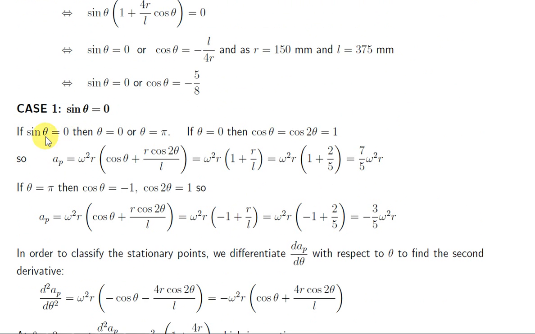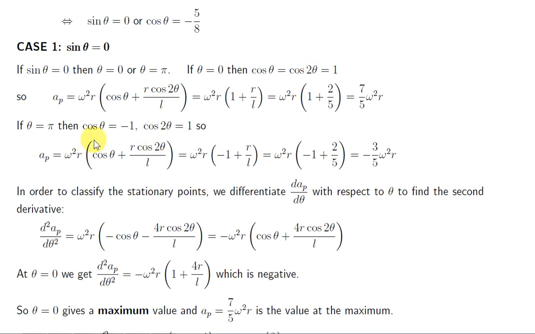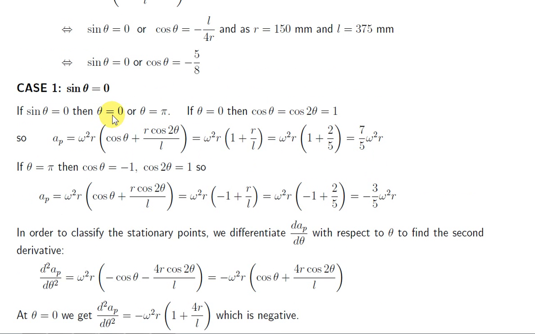sine theta equals 0, the other solution, is theta equals pi. So if we plug that in here, we get the cos of pi. Well, that's actually minus 1. The cos of 2 times pi, well, that's the same as the cos of 0, which is plus 1. So r over L is 2/5, and we get minus 3/5 omega squared r in that case. So we have two stationary points here at θ equals 0 and at θ equals pi.